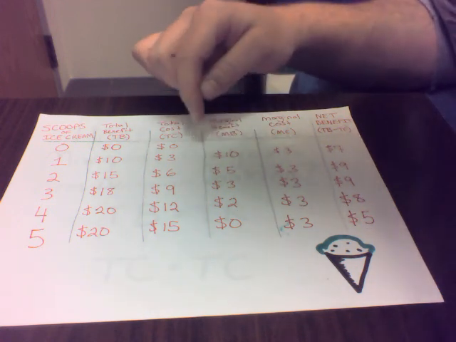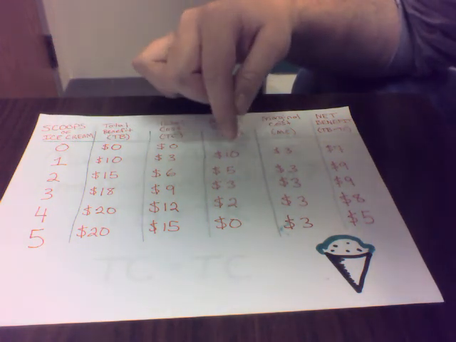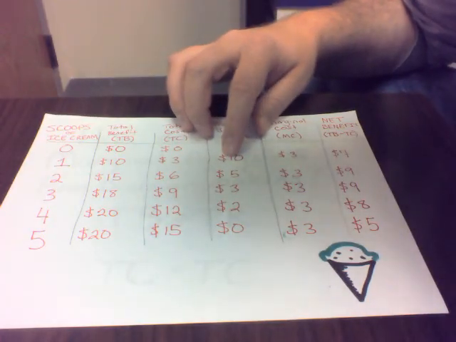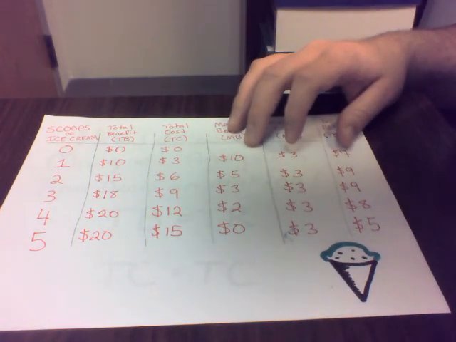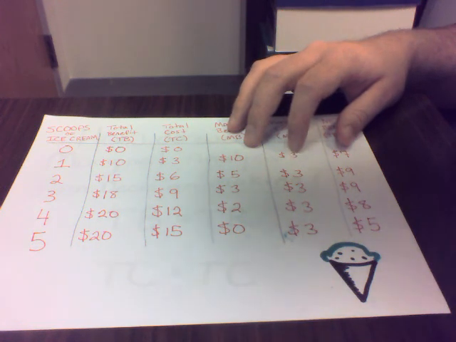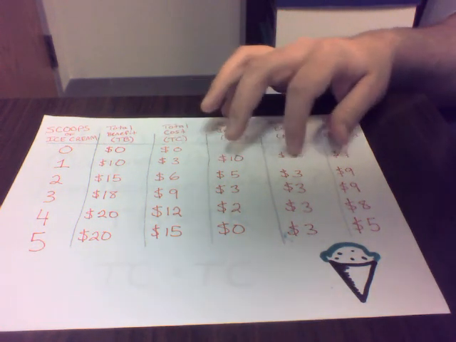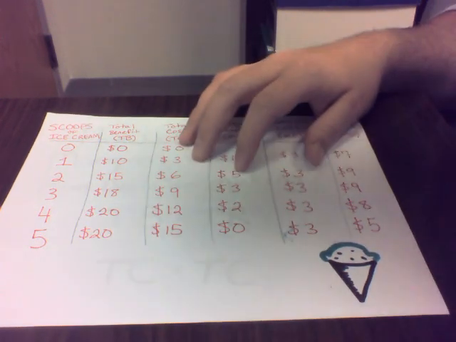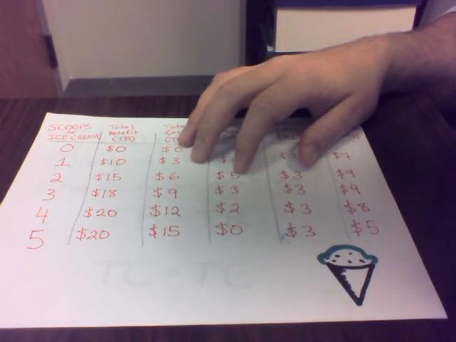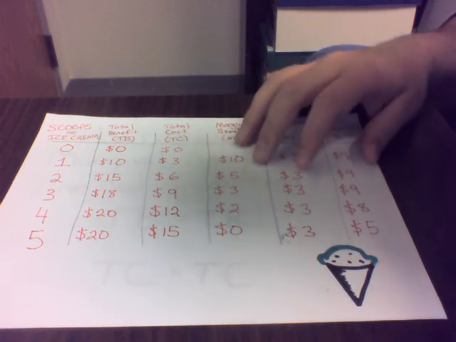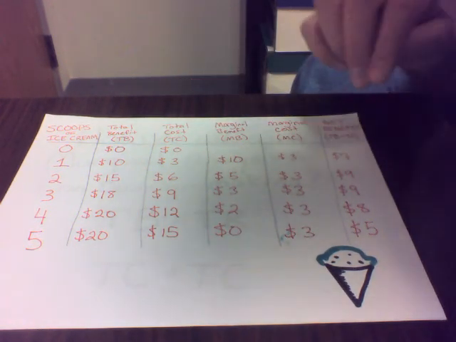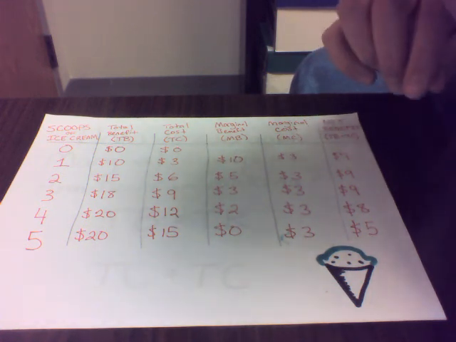If he eats 1 scoop, he receives a benefit of $10, while he only incurs a cost of $3. So his benefit exceeds his cost, and he's definitely going to eat that first scoop. At 2 scoops, he receives a benefit of $5, but only pays $3 for that second scoop. So his benefit exceeds his cost, and he's definitely going to consume that second scoop.